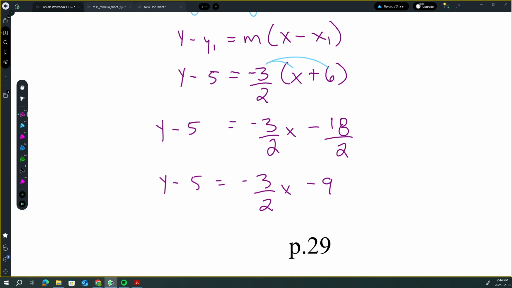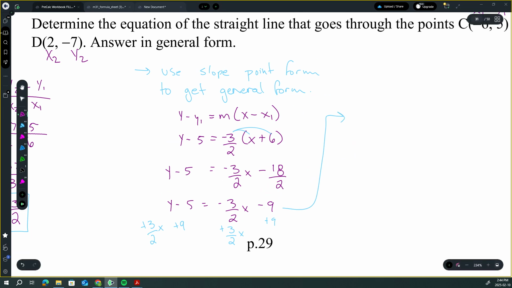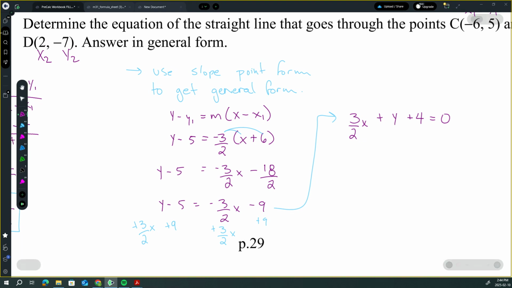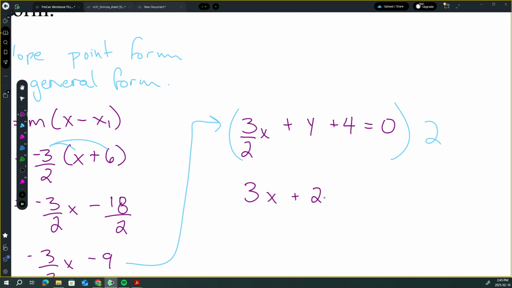And now I'm going to put everything over to the same side and make sure that my x is positive in the process. So add 3 over 2x and add 9. Gonna have to continue this up here. So we have 3 over 2x plus y plus 4 is equal to 0. And then, as you guys remember, a condition about general form is no fractions allowed. So to get rid of the fraction, I'm going to times this entire equation by 2. So 3 over 2x times 2 is just 3x, plus 2 times 1y is just 2y, plus 2 times 4 is 8, equal to 0.